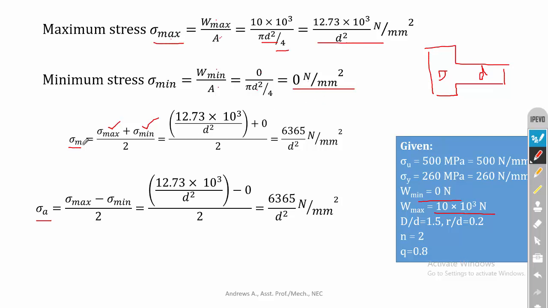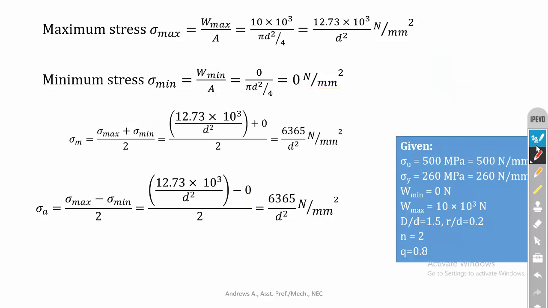We can substitute in the mean stress equation. Sigma max is 12.73 into 10 power 3 and minimum is 0. Then solve this equation, you will get sigma mean is equal to 6365 divided by d square Newton per mm square. Then in the case of variable stress, it is sigma max minus sigma minimum divided by 2. So here also the minimum stress is 0, so the answer will be same. Okay. So in the case of minimum load is 0, then mean stress and amplitude stress will be equal. Okay. So we have calculated sigma m and sigma a.